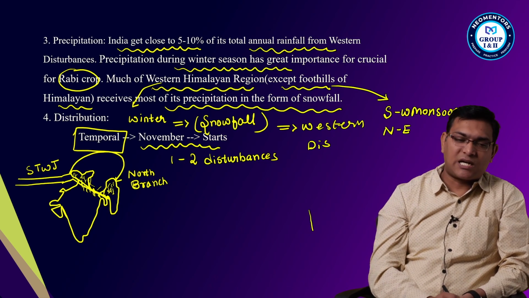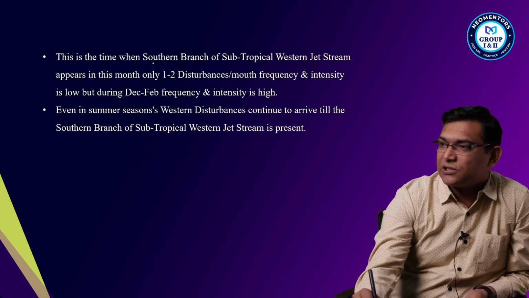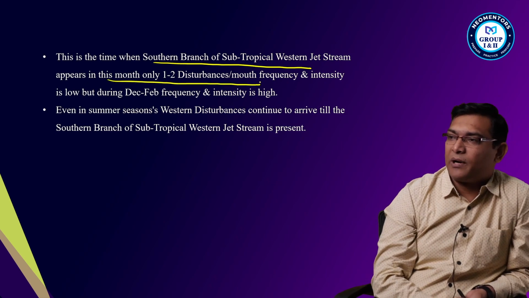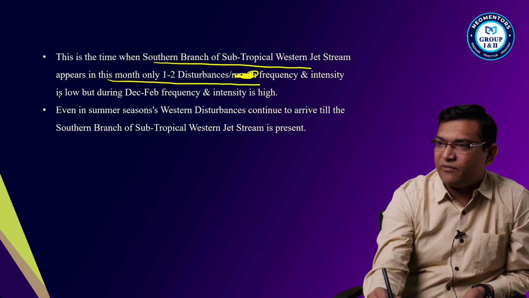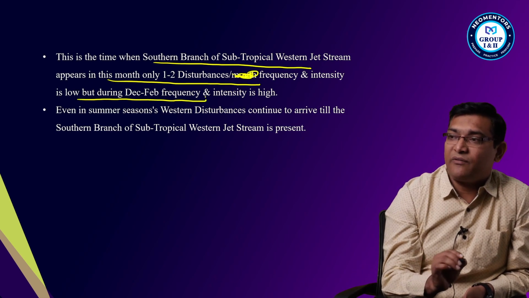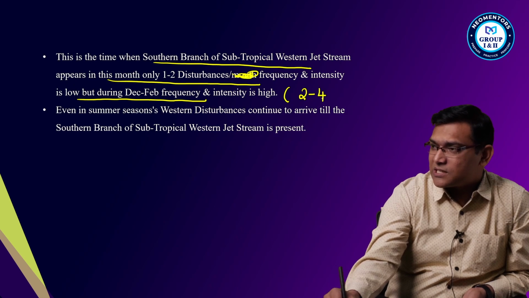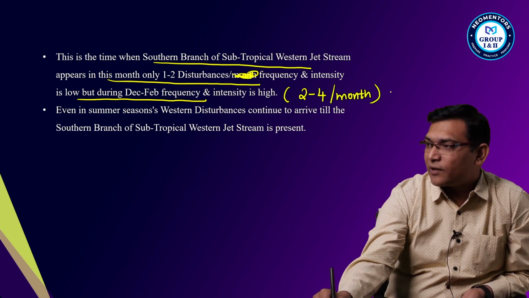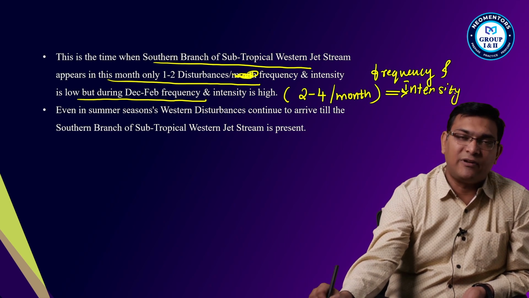So how does the temporal distribution start? It starts in the month of November. If you see this time, the southern branch of the subtropical westerly jet stream appears in this month. Only 1 or 2 disturbances per month, and frequency and intensity are very low. But during December to February, the frequency is very high, that means 2 to 4 disturbances per month. Because of this, the frequency and intensity of rainfall increase here.